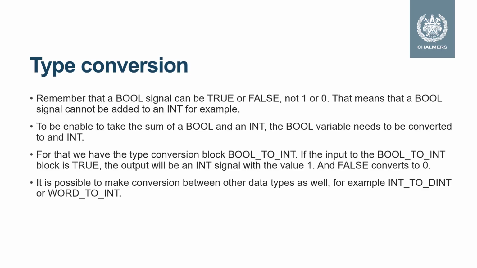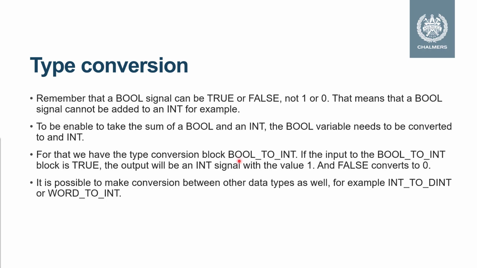But sometimes we use more than one data type and we need to use them together in some way. And then type conversion might be needed. One example when type conversion is needed is when we have a bool that we want to add to an int. The value of a bool is true or false, and true cannot be added to a number. For example, we can't add true to 5. If we want to do that, we need to convert the Boolean variable to an integer.